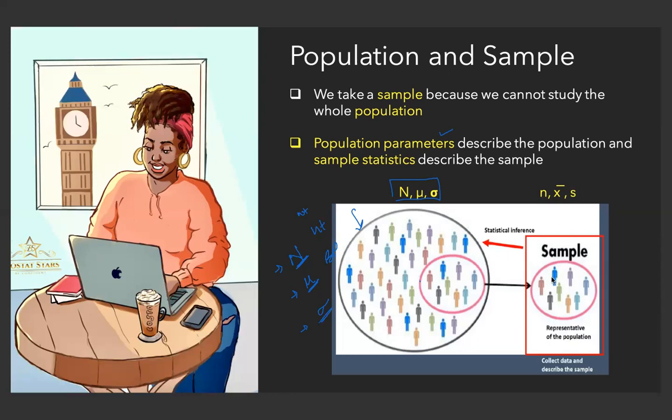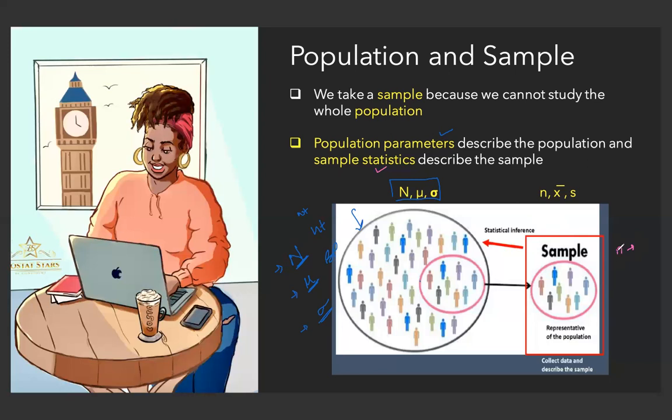So here, for the sample, it has another name. It's called the sample statistics. So what are sample statistics? Those are basically characteristics that describe the sample for us. For example, if this is my sample, I could be interested to find out what the sample size is. So how many people are in this sample?